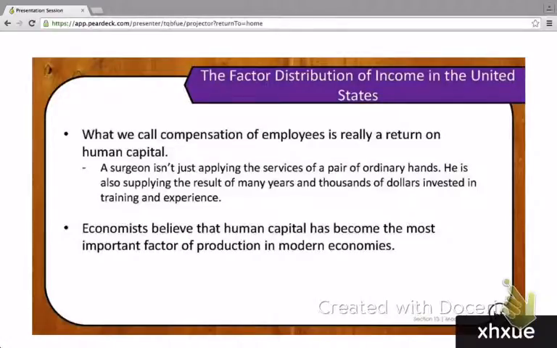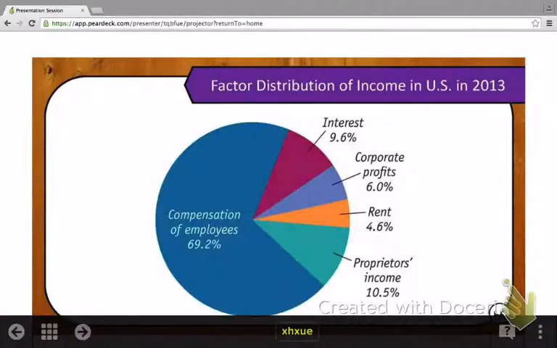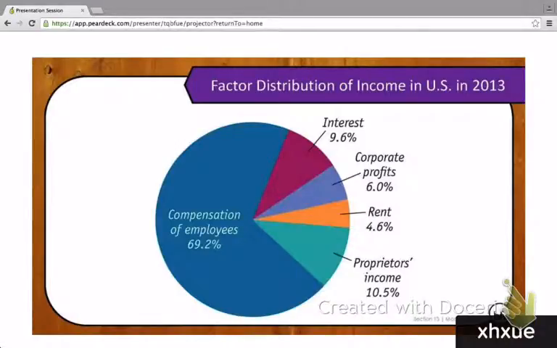So a surgeon isn't just applying the services of a pair of ordinary hands. He or she is also supplying the result of many years and thousands of dollars invested in training and experience in college, medical school, residency, and internship. Economists now believe that human capital has become the most important factor of production in modern economies. And you can see that in the total compensation that we looked at in the previous pie chart that is going to employees. And a lot of this compensation is compensation for human capital.